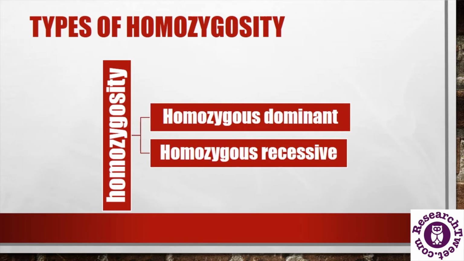Now homozygosity can be divided into two types, which are homozygous dominant and homozygous recessive. Suppose an individual inherits dominant alleles from both parents, then the condition is said to be homozygous dominant. And if he inherits recessive alleles from both parents, it is said to be homozygous recessive.